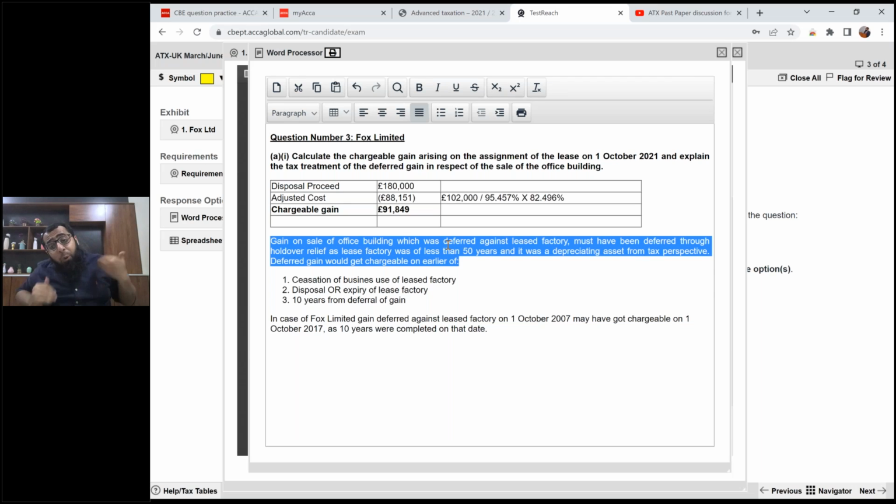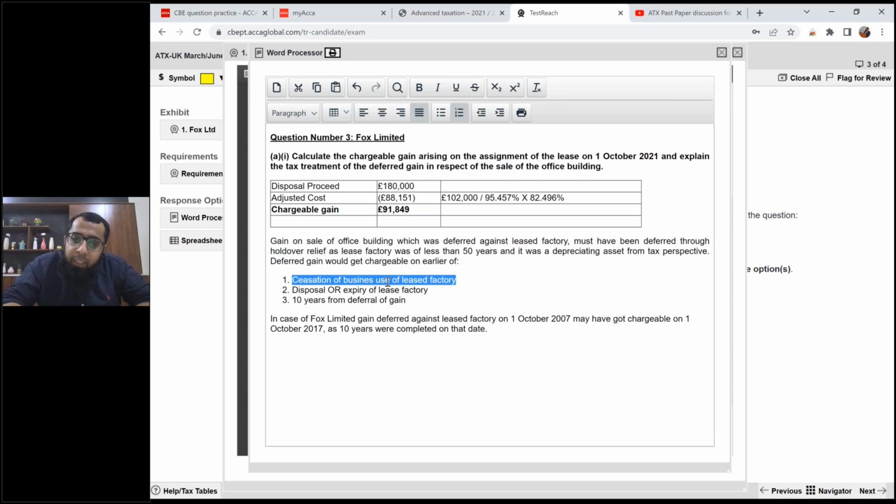Now, sir, how did holdover come to your mind? It was simple. Since the asset's life was of less than 50 years, your mind should have alerted you that it shouldn't be rollover, it should be holdover. In case of holdover, the gain gets chargeable when you cease the business use, when you dispose of the asset, and when 10 years have passed.